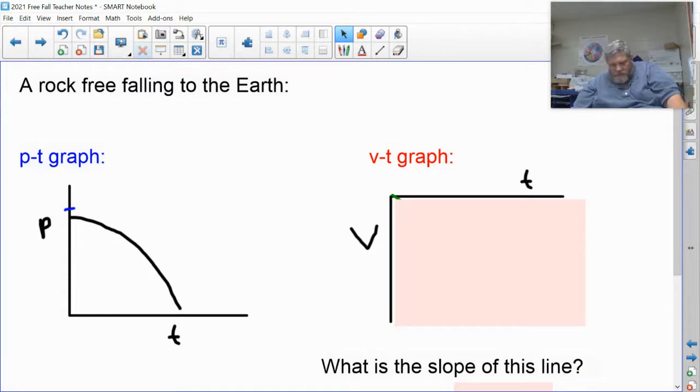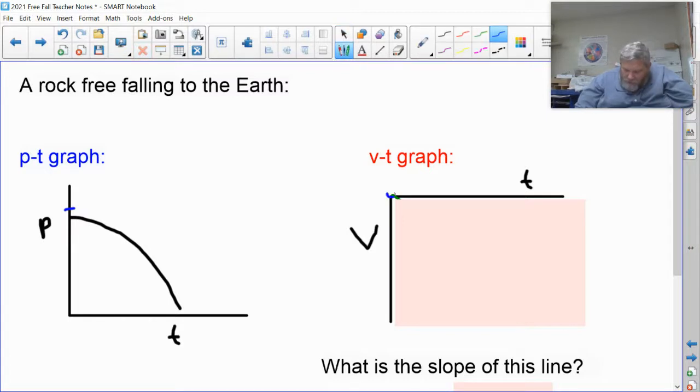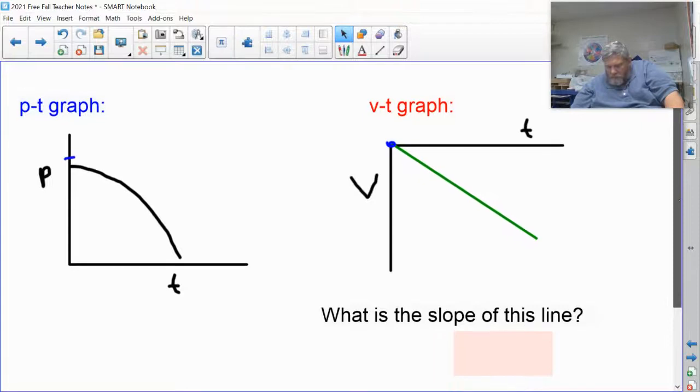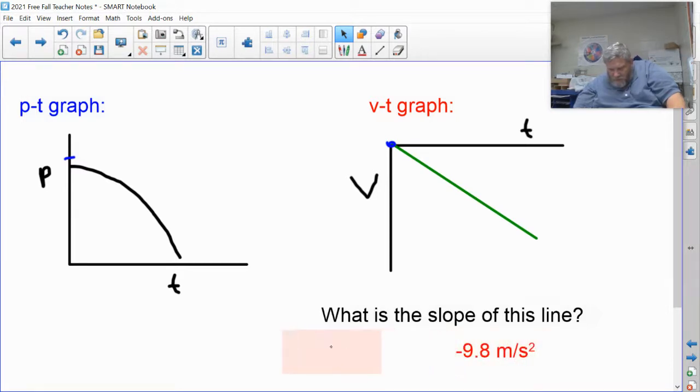And it gets closer and closer to the ground. Now my velocity versus time graph, if I'm dropping it, my initial velocity is going to be zero. But then it's going to become more and more negative, and it's going to look something like that. Now what's the slope of this line? Remember, the slope is acceleration, and the acceleration for something that's falling is negative 9.8 meters per second squared.